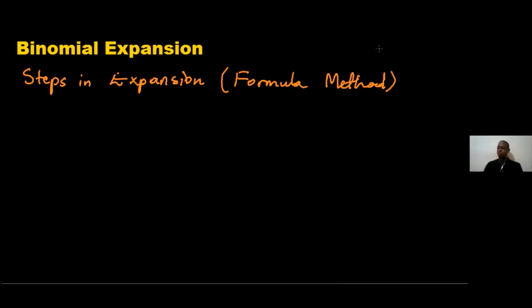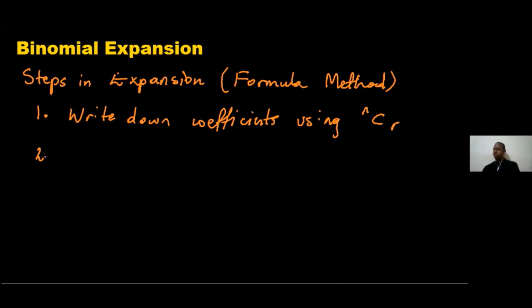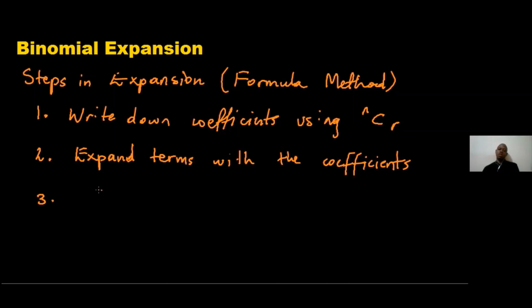Alright, so this will be a recap of a binomial expansion, and we're going to review the steps in expanding a binomial using the formula method. The first step, as I mentioned before, is to write down the coefficients using NCR. The second step is to expand the terms using those coefficients that we just wrote down. And the final step is to write the power for each term.